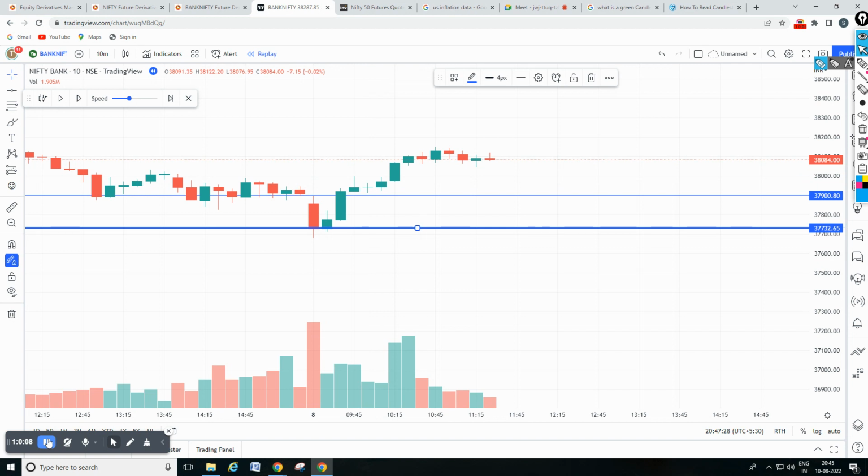In the money or at the money? At the money means the strike price nearest to the spot price, and in the money means the strike in the direction where the price is going. For example, if the spot price is 37,850, then 37,800 will be my in the money, or 37,700 will be my in the money.